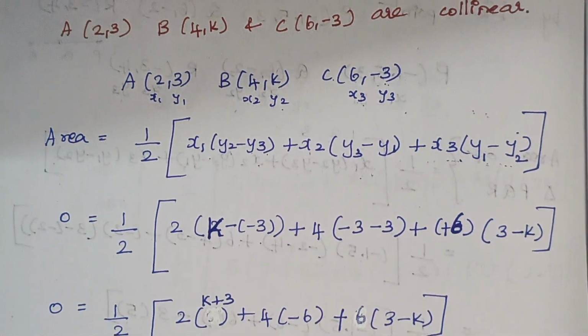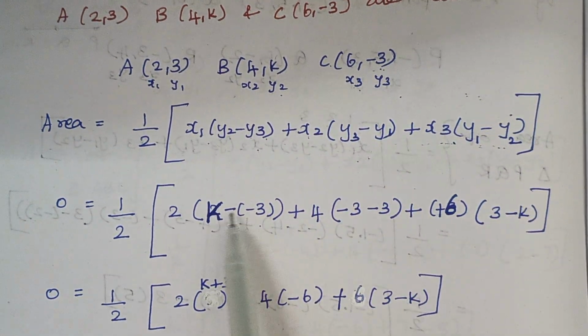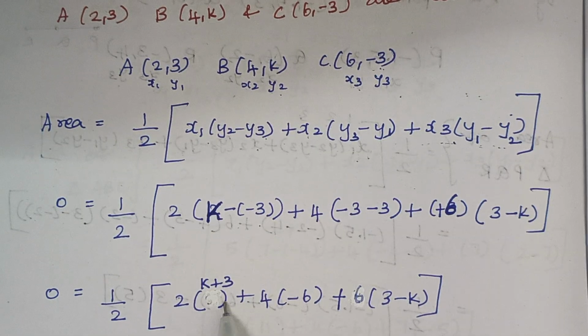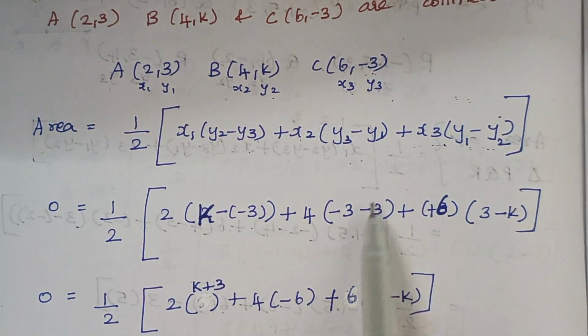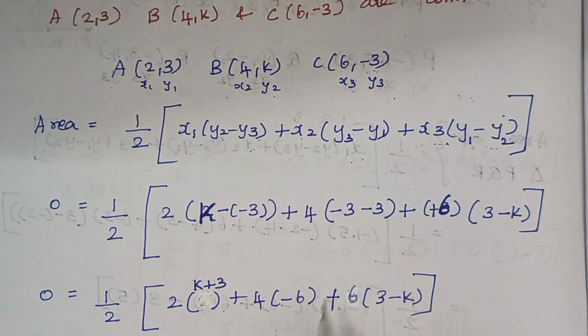Now the next thing is we are going to simplify. So minus of minus 3 becomes plus 3. So here it becomes k plus 3. And here minus 3 minus 3 becomes minus 6.